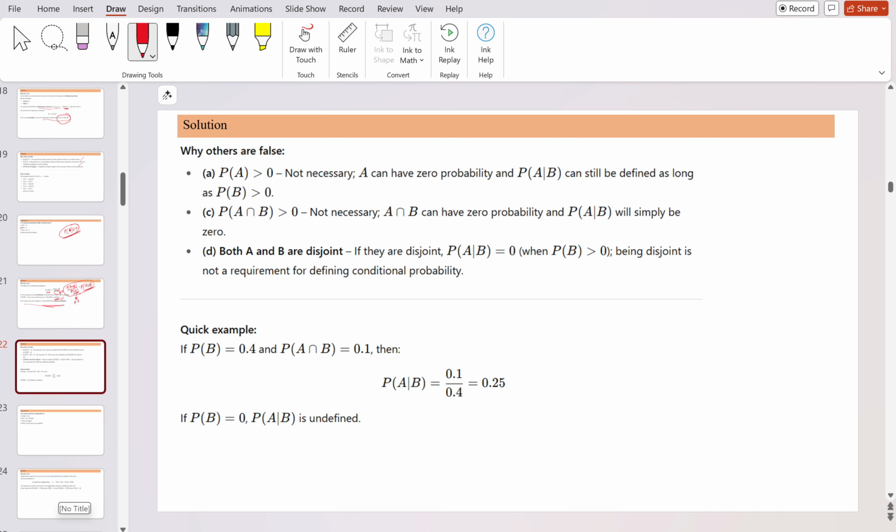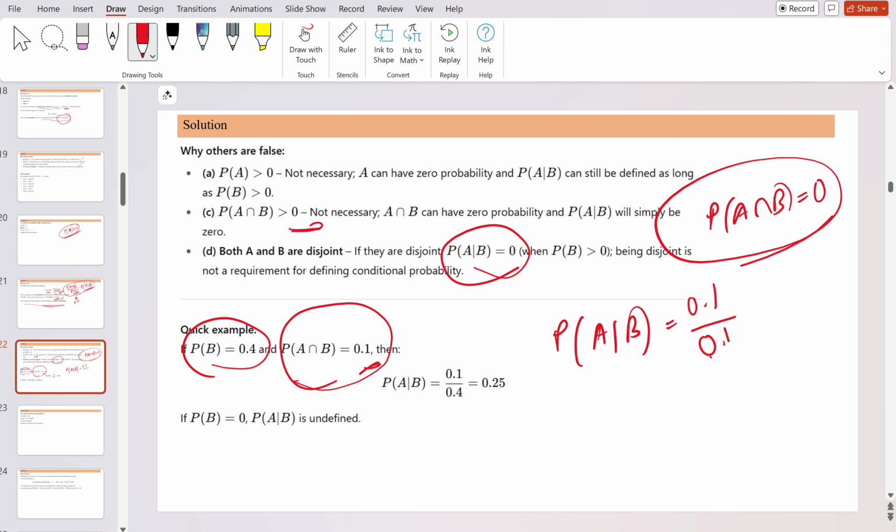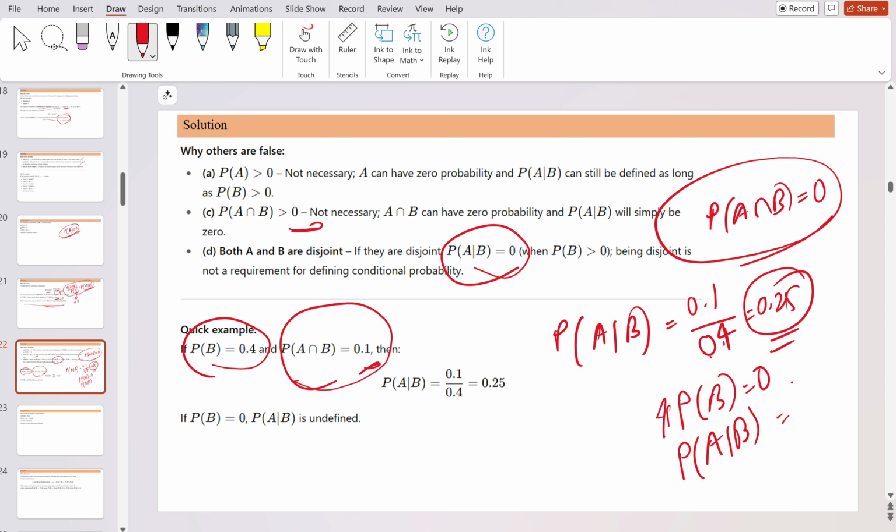Why is option A wrong? P(A) is always greater than or equal to 0, that is a default property. P(A intersection B) is also greater than or equal to 0. If A and B are disjoint, then it will be 0, because P(A intersection B) will be equal to 0. If you take an example, let P(B) be 0.4 and P(A intersection B) be 0.1. So the conditional probability P(A | B) will be 0.1 divided by 0.4, which is equal to 0.25. And here, if probability of B is 0, then the conditional probability of A given B will be undefined.